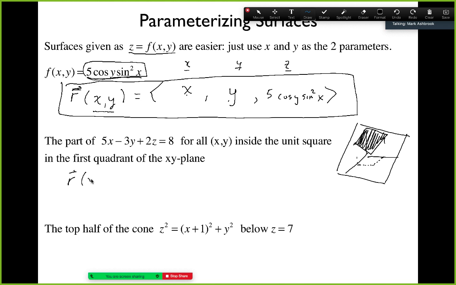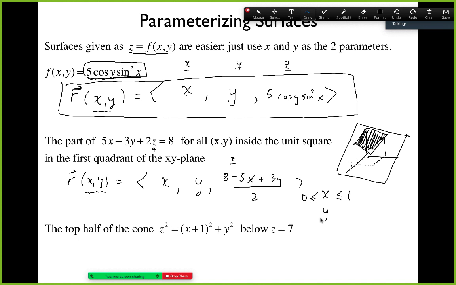If I can, then I can simply write the function as x is x, y is y, and what is z? 8 minus 5x plus 3y, that entire term divided by 2. Yeah, just solve that for z. That's my multivariable function of x and y when I solve for z. But now I want to restrict my domain. So I want x from 0 to 1, y also from 0 to 1.